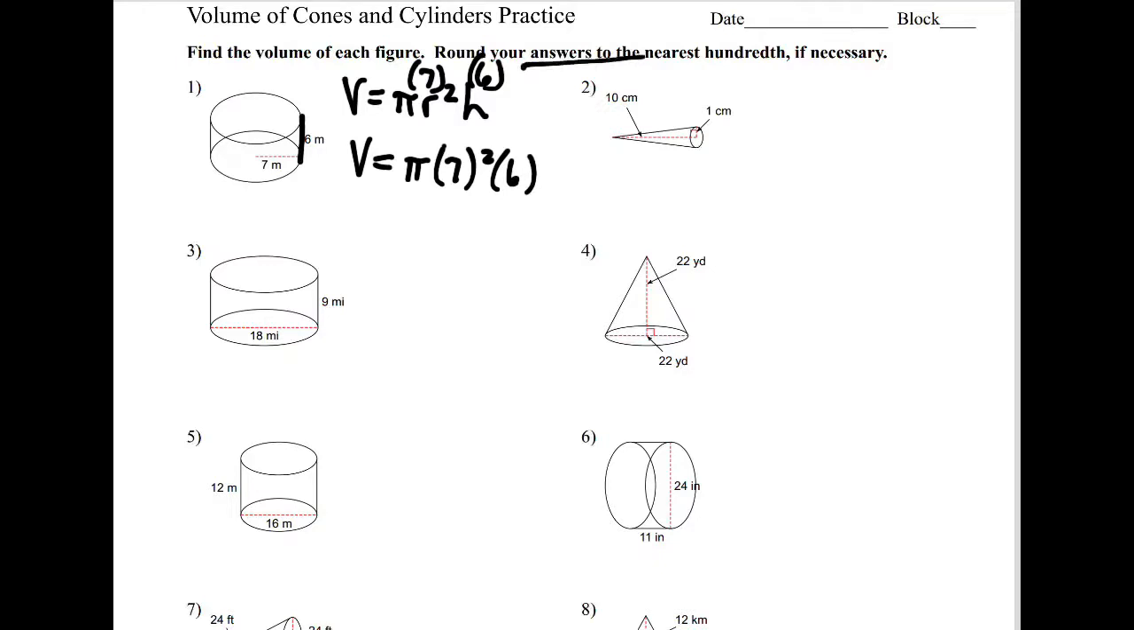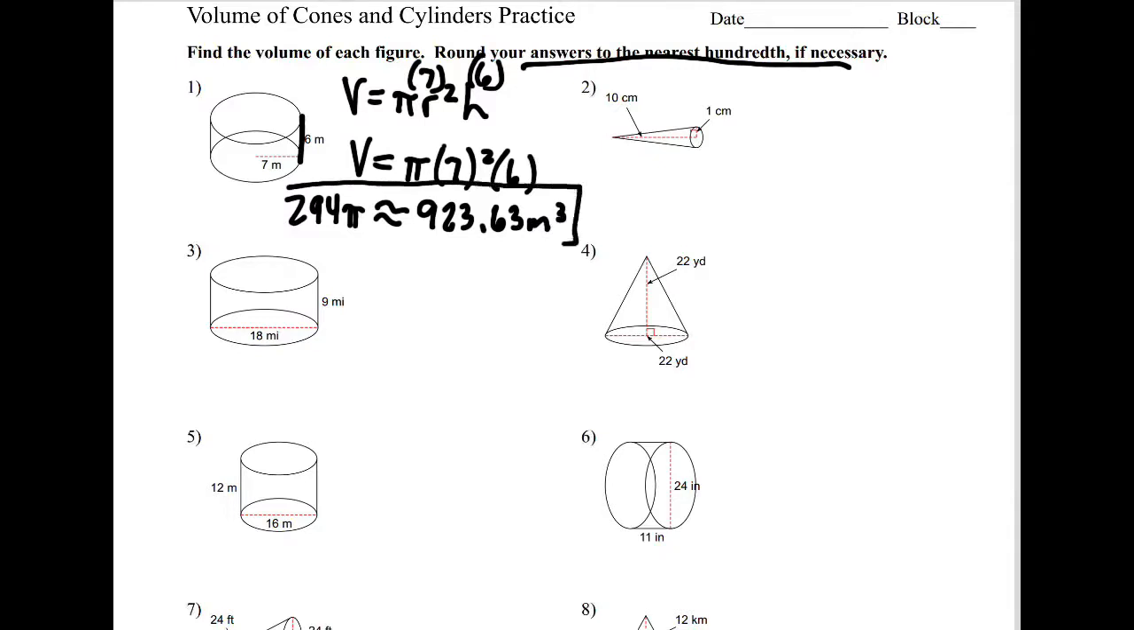And it does say round your answers to the nearest hundredth, so we will probably get both a pi form. If we go ahead and put this in a calculator, let me do that really quick. So I get 294 pi as far as the pi form, which is approximately 923.63 if we round to the nearest hundredth. And our units are meters cubed because remember we're doing volume, so it should be meters cubed. So there's my pi form and there is my decimal form.